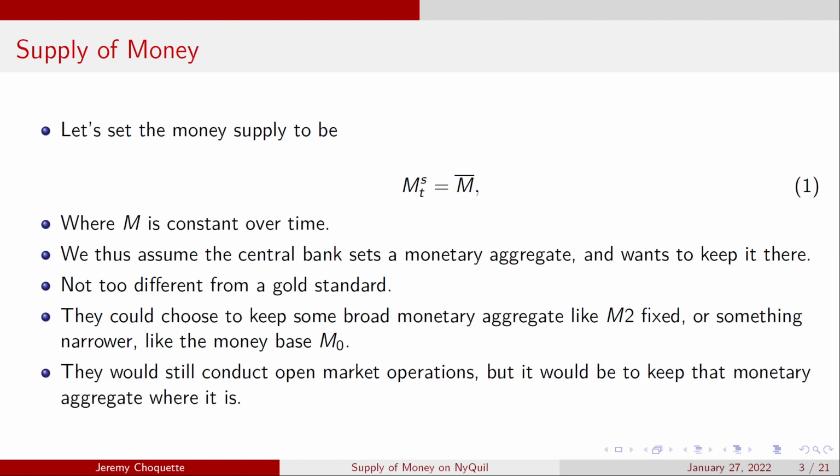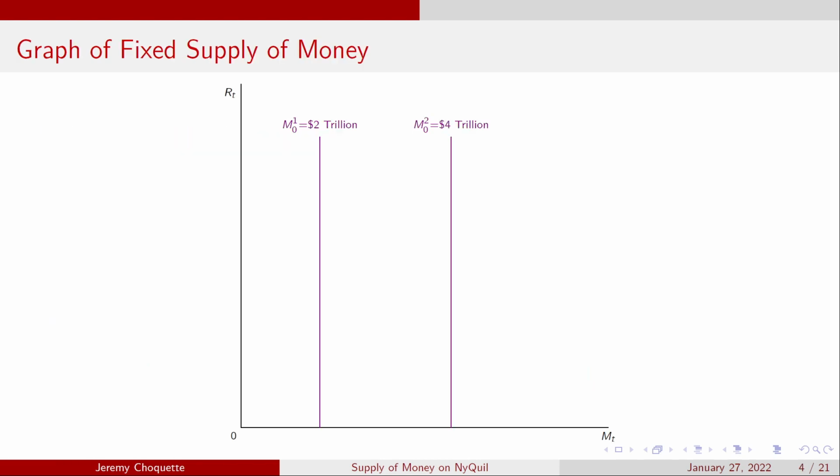So they would still be conducting open market operations, but it would be to keep that monetary aggregate where it is. There's no let's raise interest rates or let's lower interest rates, let's have accommodative monetary policy measures. You wouldn't have any of that. It's just keep the monetary aggregate where it is. So we would here have two different levels of the money supply. We could set it at, say, $2 trillion for M1, or say $4 trillion for M2. This isn't M1 money supply and M2 money supply. It's just here's a possible level, here's another possible level.